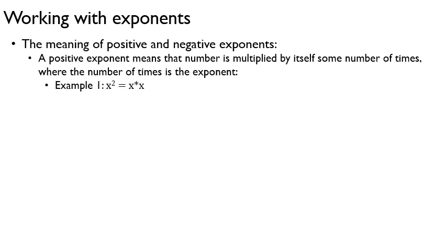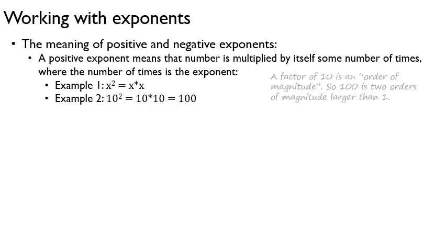So for example, if I have x squared, x to the 2, that just means I have two x's, so x times x. Or if I put some real numbers in here, let's say I have 10 squared, or 10 to the 2, that means I have 10 times 10, which is 100.